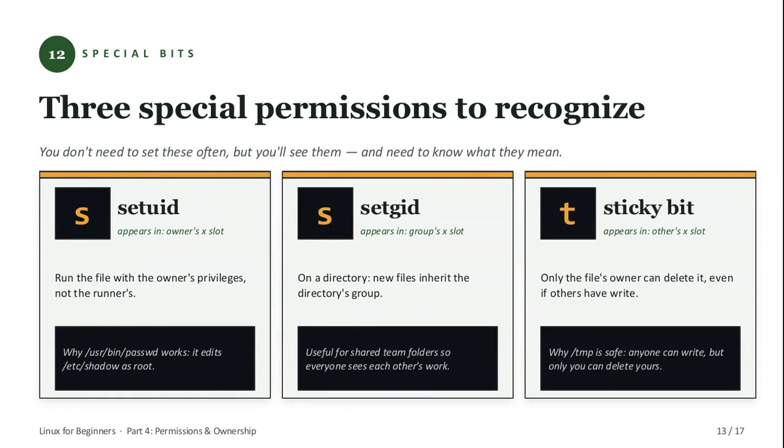Now, beyond the standard read, write, and execute, Linux has 3 special bits worth knowing. Setuid lets a program run with its owner's privileges. That's how passwd, owned by root, can quietly update /etc/shadow when you change your password. Setgid on a directory means new files automatically inherit the folder's group, which is gold for team workspaces. And the sticky bit, that little T on /tmp, lets everyone write there but ensures only you can delete your own files. You'll spot these in the wild. Now you'll know what they're doing.